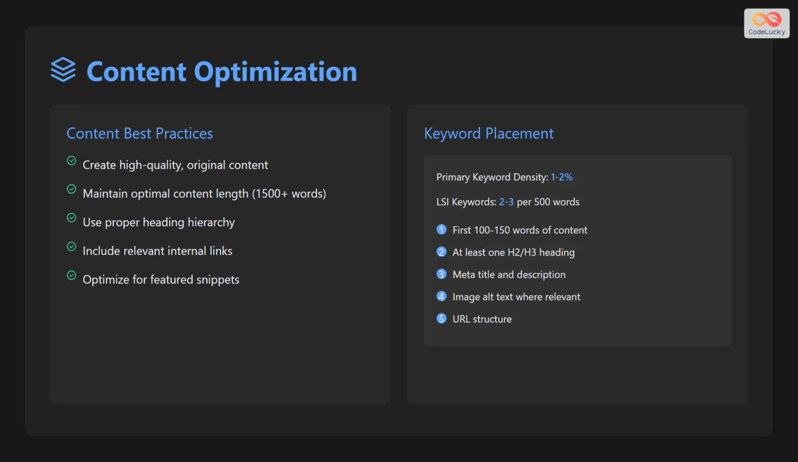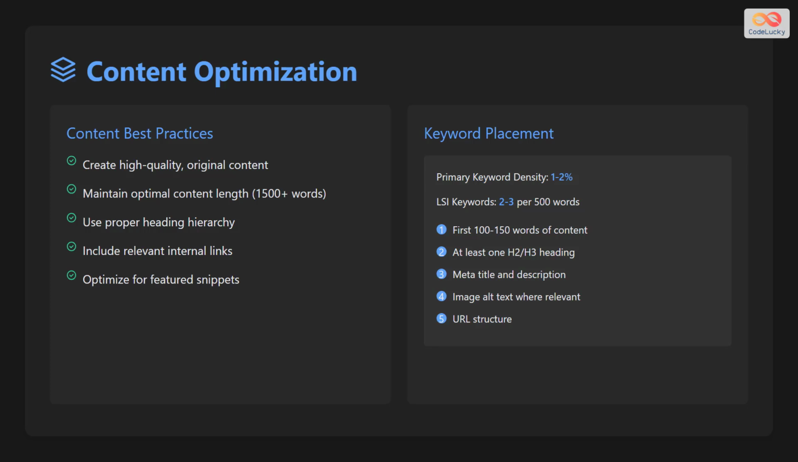Content optimization is the process of ensuring your content is high quality, relevant, and easy for both users and search engines to understand. Some best practices for content creation include creating high-quality original content, maintaining an optimal content length of 1,500-plus words, using proper heading hierarchy, including relevant internal links, and optimizing for featured snippets.